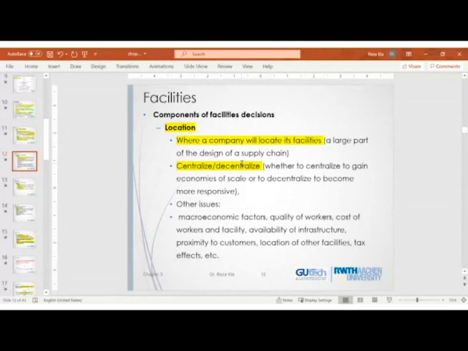And there are some other issues that could be considered in a location problem. But in this course, we are mainly focusing on making a trade-off between the opening cost of a facility, transportation cost, inventory cost, and responsiveness cost through some mathematical models that we will study in chapter 5.